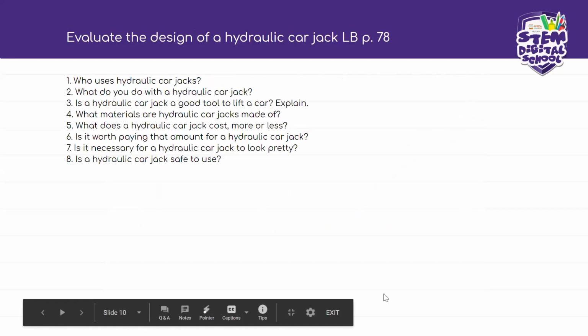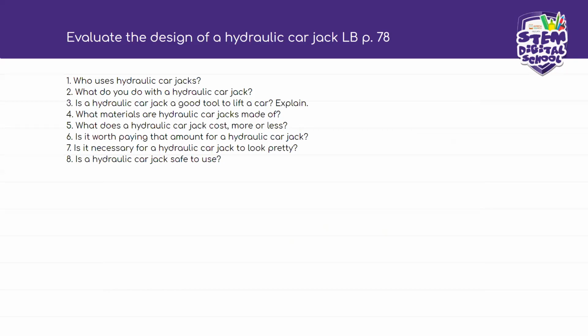Yes, ma'am. Do you have a hydraulic car jack at home? Yes, ma'am. What materials are hydraulic car jacks made of? Steel, rubber, I think. Steel and rubber. Okay, let's go back to the car jack.